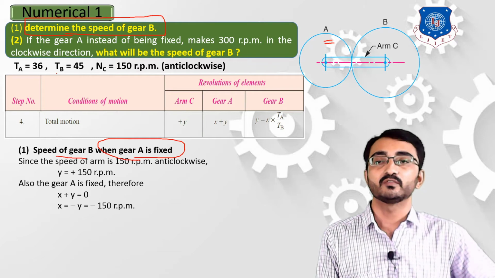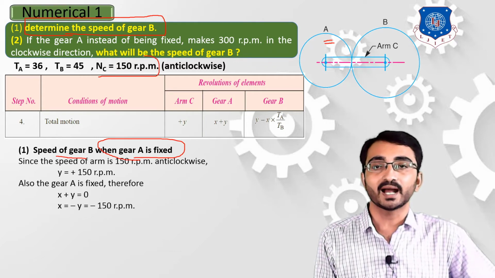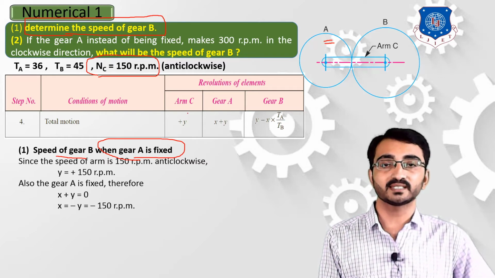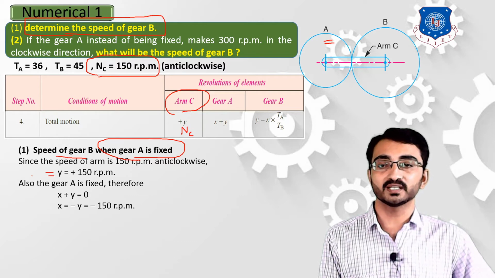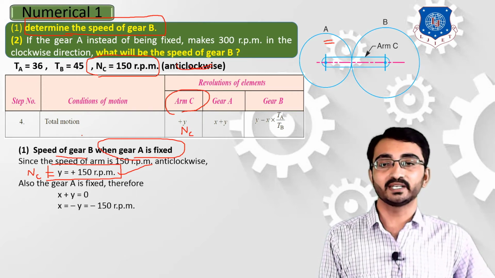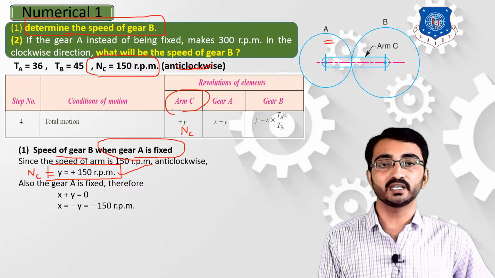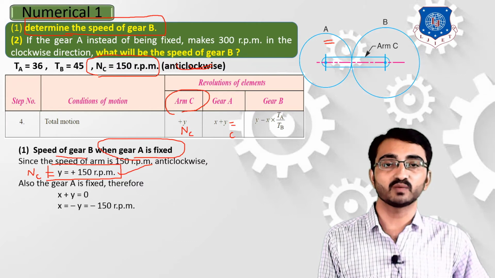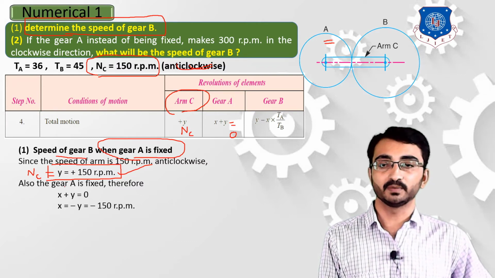Now in this data we have been given that the speed of arm, that is NC, is 150 rpm. So from this table we can say that the speed of arm, NC, is equal to plus y. So NC is equal to plus y, which is equal to 150 rpm. So the first unknown, y, can be calculated directly from the given data. Now the second condition is that gear A is fixed. If gear A is fixed, then in that condition x plus y will be 0.